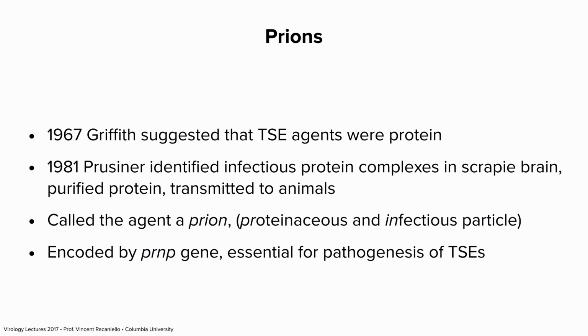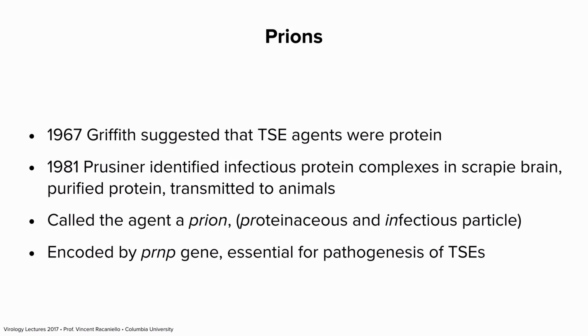Now, in 1967, Griffith, who was a mathematician, looked at all the data and said, this has got to be a protein that's causing these diseases. And people didn't like that because no one could understand how a protein could cause disease. But Stan Prusiner, who eventually got the Nobel Prize for his work on this, in 1991 was able to purify the infectious protein from sheep brain. So remember, he would take a sheep with Scrapie, take the brain out, homogenize it, filter it, and then take the filtrate and try to purify the active agent. And he was able to do that, and he purified a protein which he could transmit to other sheep and cause disease. So he coined the word prion, which stands for proteinaceous and infectious particle. I think it's a good name.